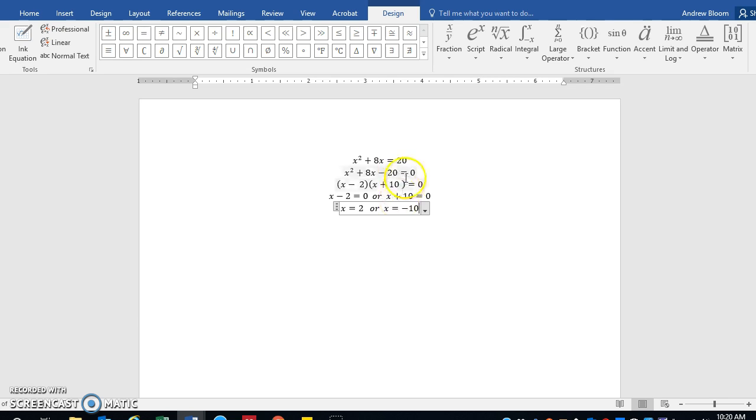Plug them back into the original equation because we want to make sure that the original equation is made true. If we plug in 2, we get 4 plus 16, that is equal to 20, so that checks. If we plug in negative 10, we get 100 minus 80, and also that is true. So we found our two solutions: x equals 2 or x equals negative 10.